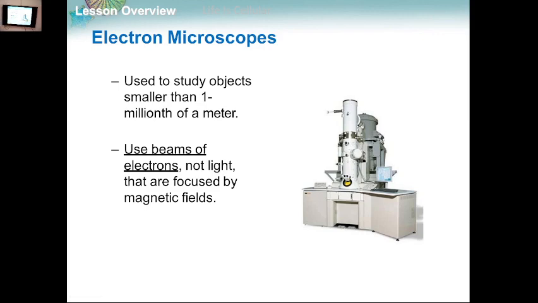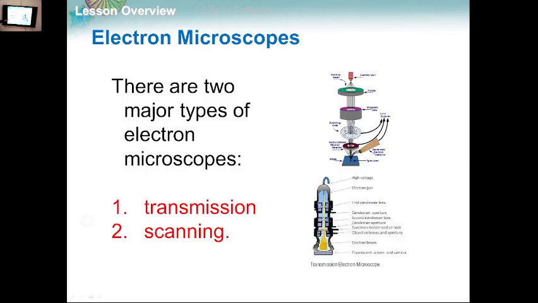Now we have another type of microscope called the electron microscope. Electron microscopes are used to study objects smaller than 1 millionth of a meter and use beams of electrons. So in the light microscopes we use a beam of light, while here in the electron microscopes we use beams of electrons, not light, that are focused by a magnetic field. So these microscopes use a magnetic field to focus electrons. We have two types of electron microscopes. The first one, transmission electron microscope. The second one, scanning electron microscope.